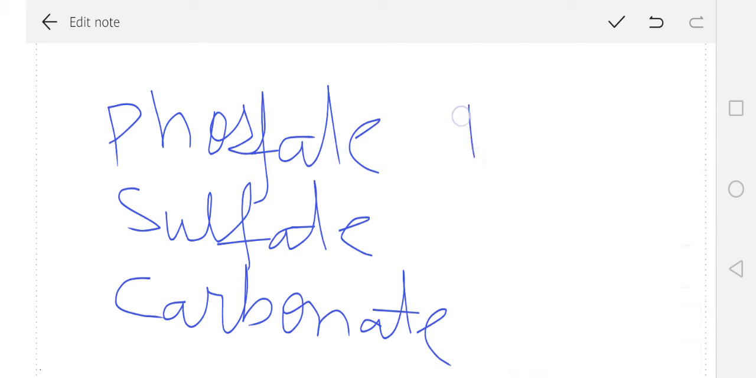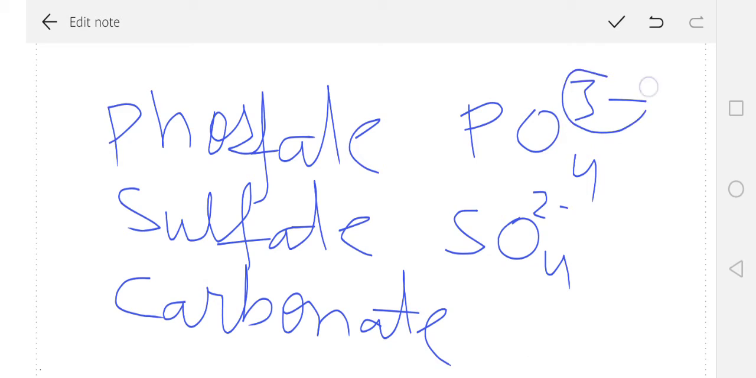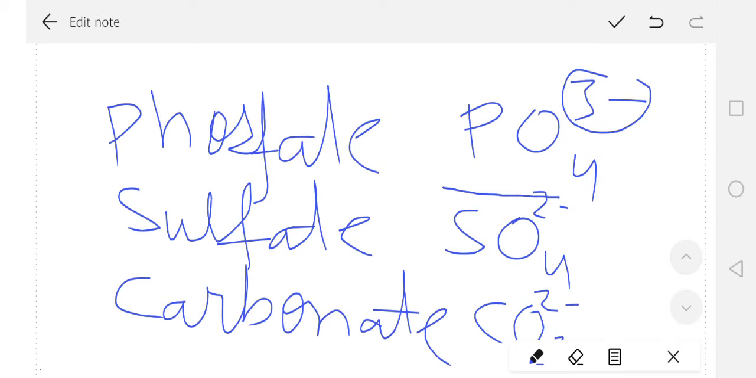Phosphate has formula PO4 3-. You are supposed to memorize them because there are only four in your syllabus. Sulfate has SO4 2-. This charge is overall. In overall, phosphate has 3- charge, and sulfate has 2- charge. Carbonate has CO3 2- charge, and the last one is nitrate.